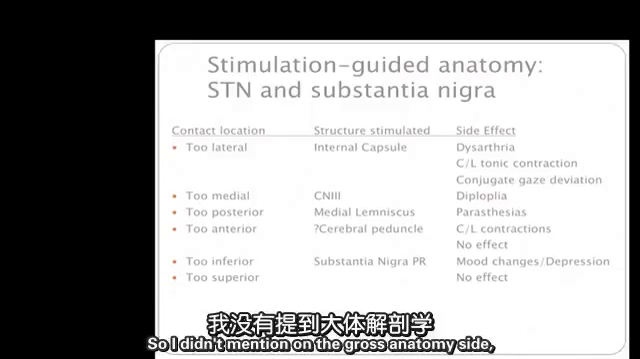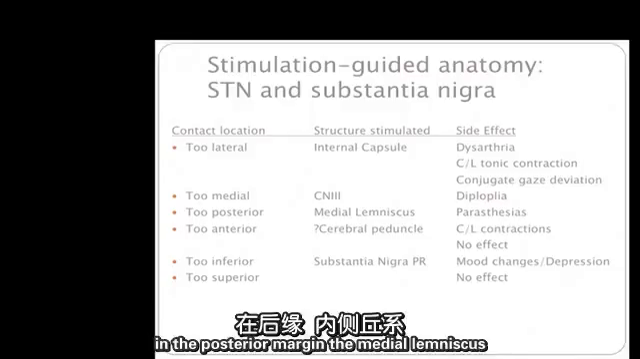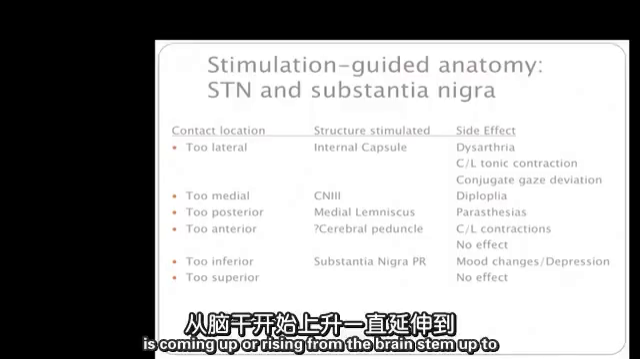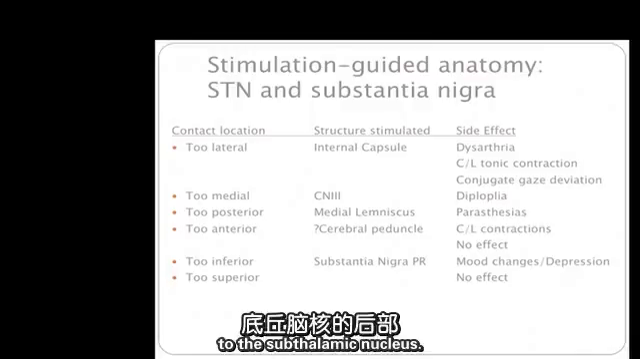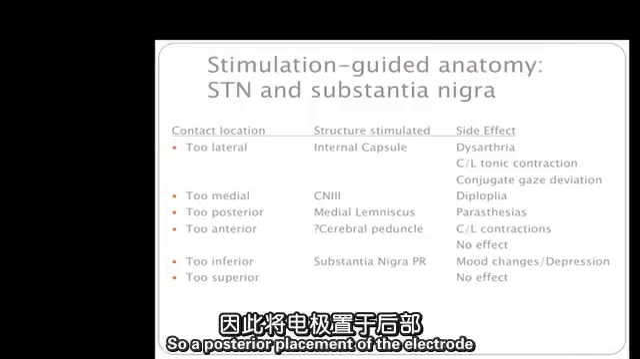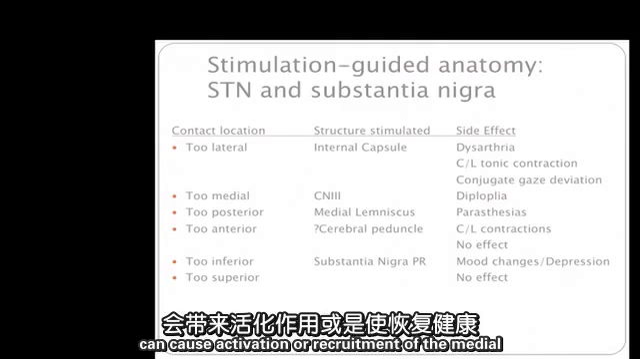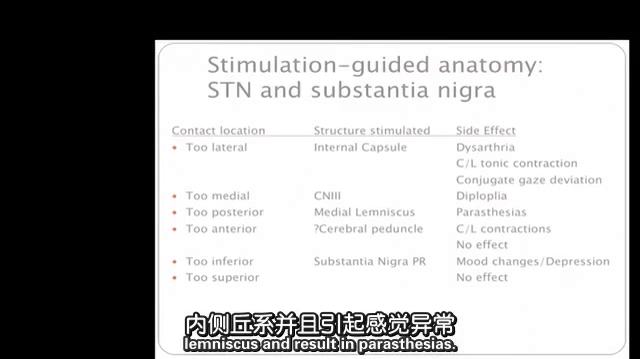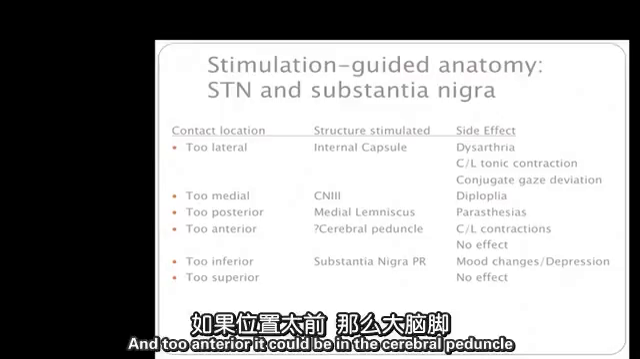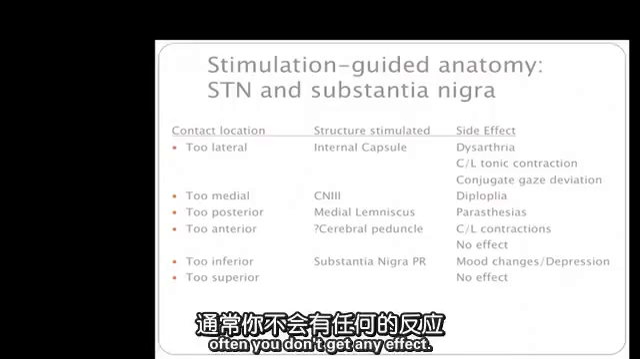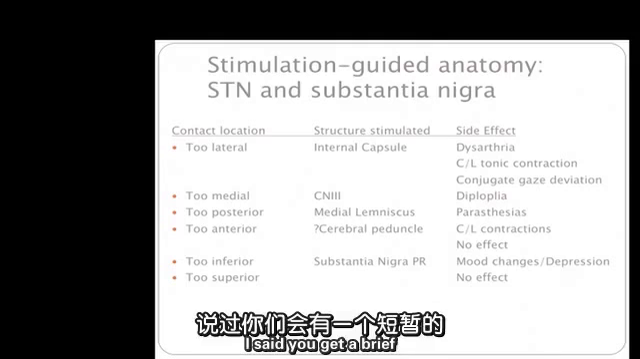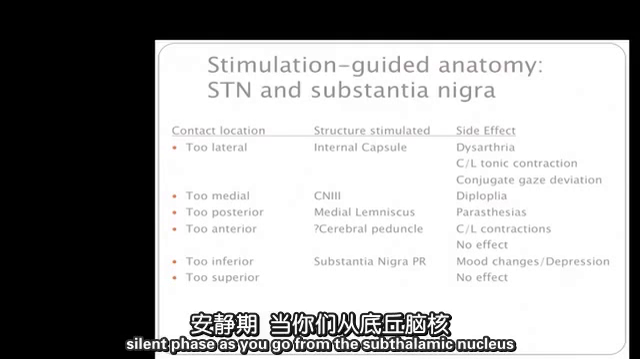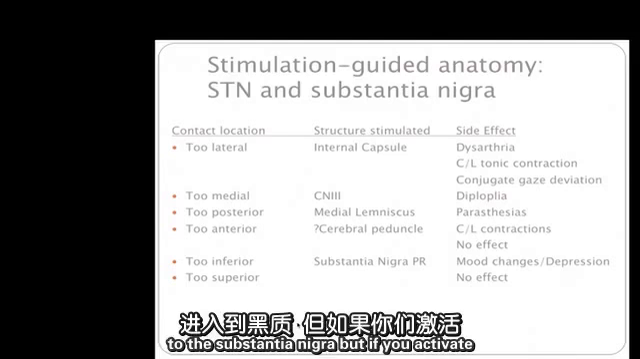What I didn't mention on the gross anatomy slide, in the posterior margin, is that the medial lemniscus is rising from the brainstem up to the thalamus, just posterior to the subthalamic nucleus. So a posterior placement of your electrode can cause recruitment of medial lemniscus and result in paresthesias. If too anterior, it could be in the peduncle and cause contralateral contractions, although often you don't get an effect. Too inferior, remember I said you get a brief silent phase as you go from the subthalamic nucleus to the substantia nigra.